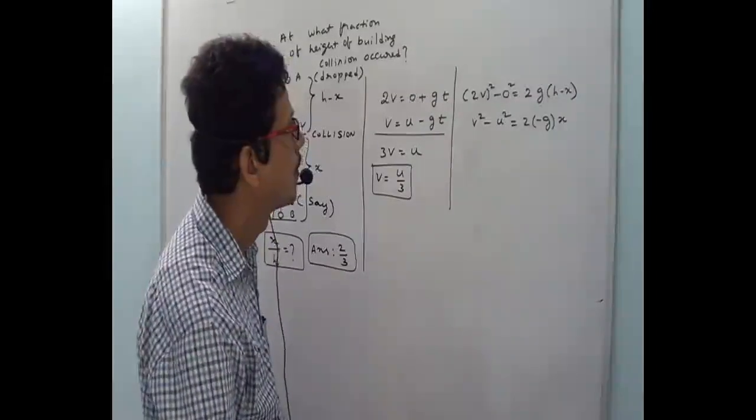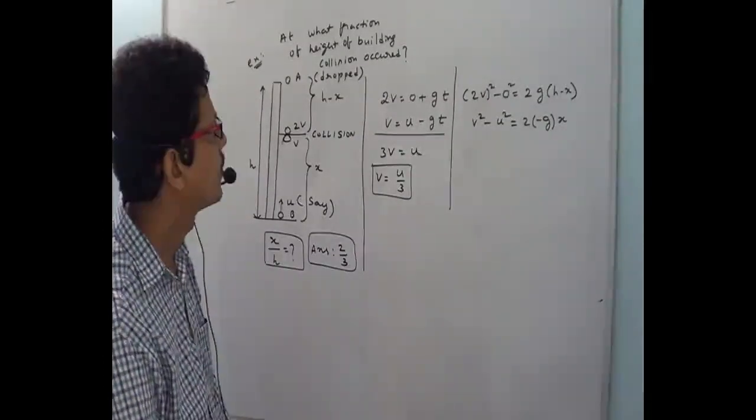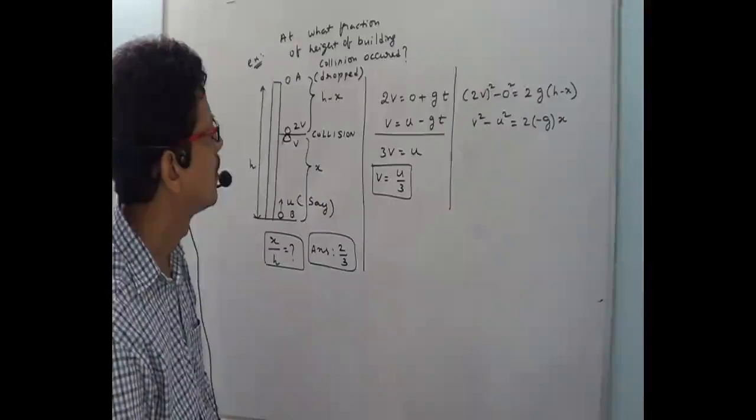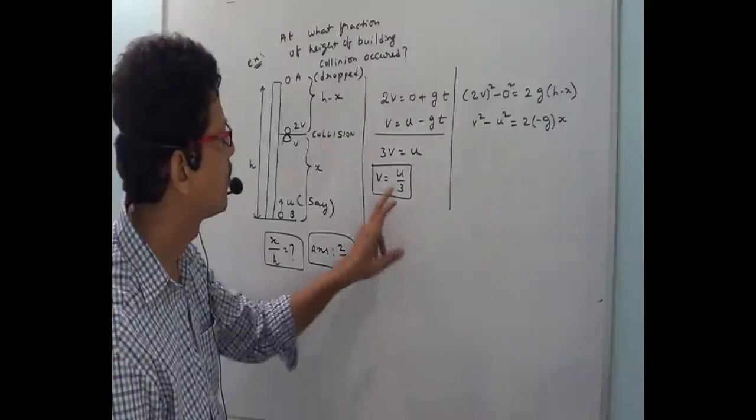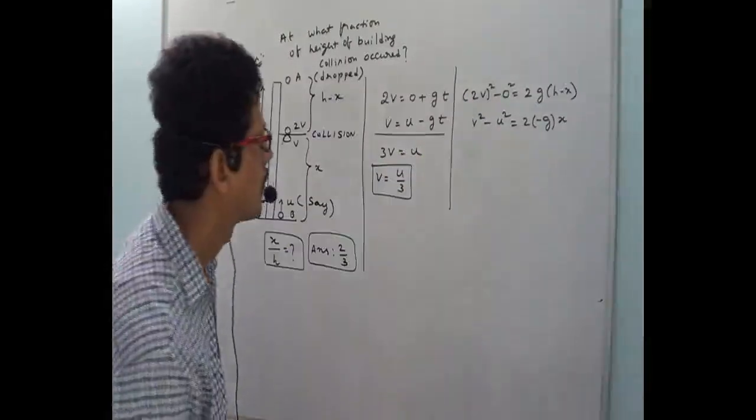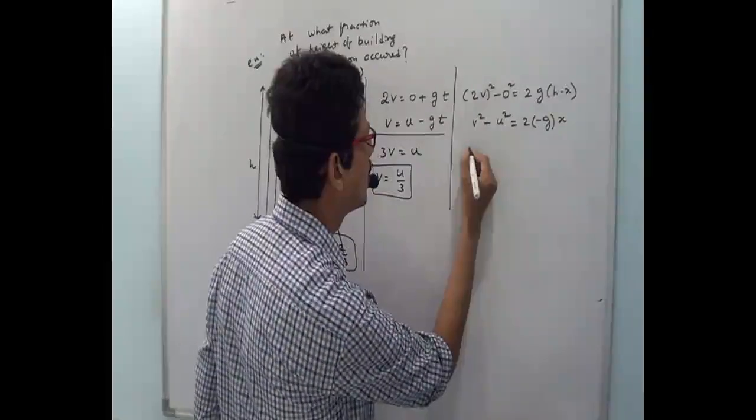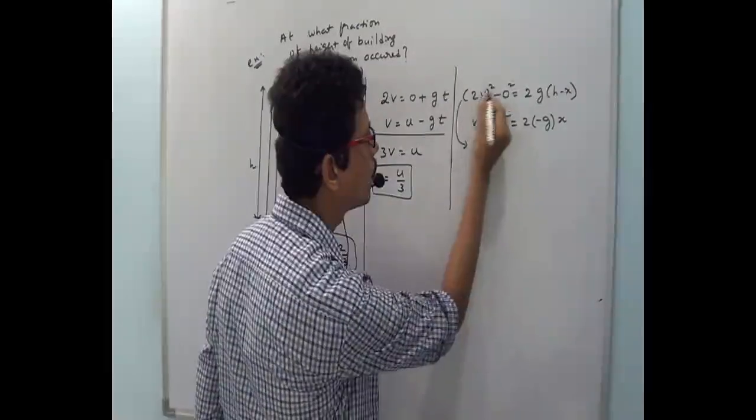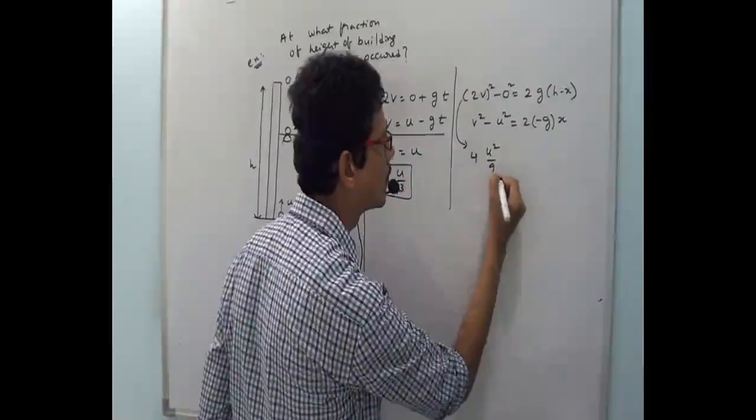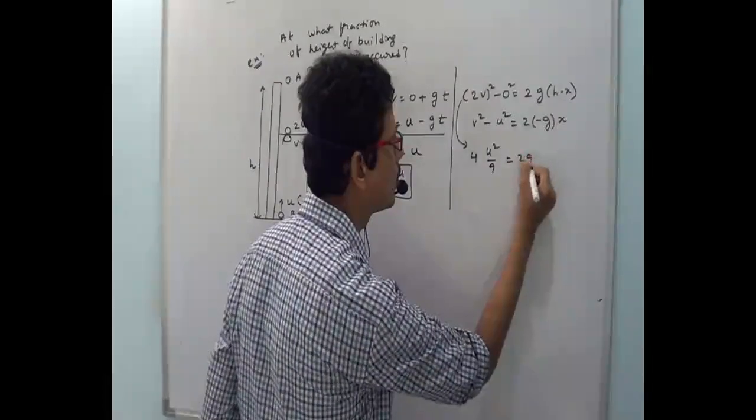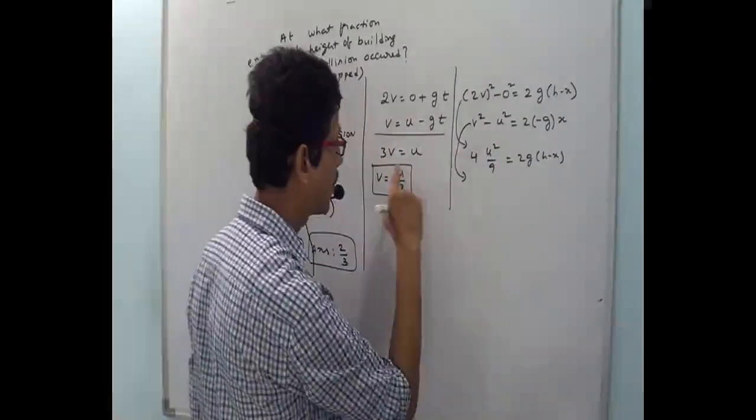And now if I add these two equations, what I am getting here, 3v is equal to u. V equal to u by 3. I will just substitute v equal to u by 3 here and here. V equal to u by 3 we will substitute here. 2v, what is this? 2 square is 4. V square means u square by 9 is equal to 2g into h minus x. What about this? u square by 3.